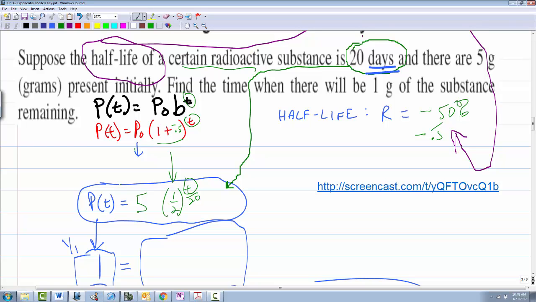1/2, and then what's 1/2 of 5? So when I plug in 20, I get 2.5 grams, which is what should happen from just knowing what half-life means in the construction of the question. When I plug in 40, what does this become? What's 40 over 20? 2. That's multiplying by a half twice. That's what 1/2 squared means.